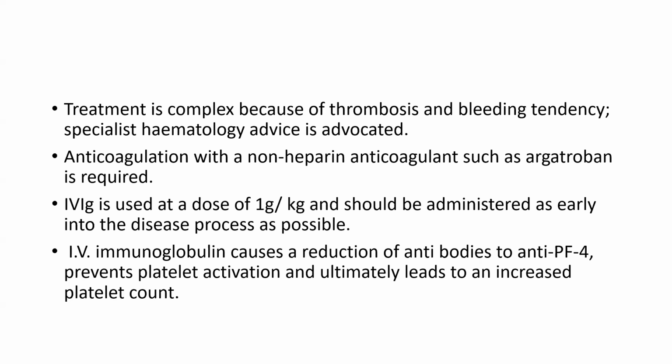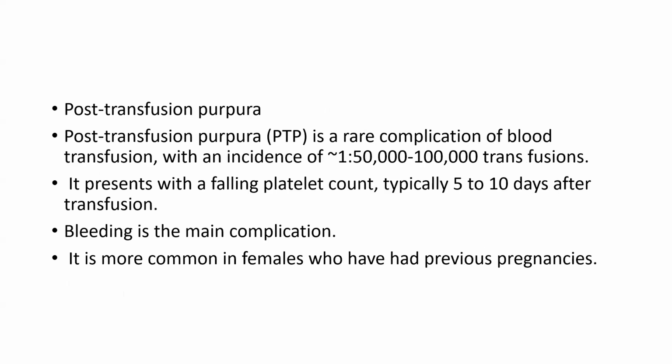The treatment is complex because of thrombosis and bleeding tendency. So specialist hematology advice is advocated. Anticoagulation with a non-heparin anticoagulant such as argatroban is required. IVIG is used at a dose of 1 gram per kg and should be administered as early into disease process as possible. IV immunoglobulin causes reduction of antibodies to platelet factor 4, prevents the platelet activation and ultimately leads to increased platelet count.